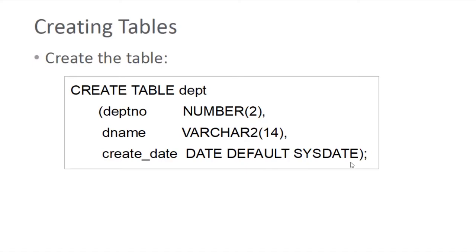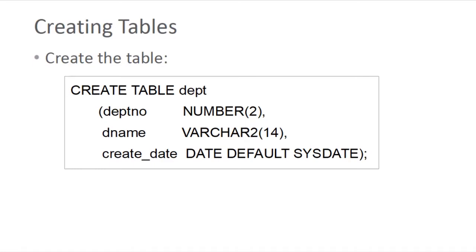So take note that every column should be separated by a comma. So you can see the comma. And every SQL statement should end with a semicolon. Okay? So let us now type this example in Oracle Apex.